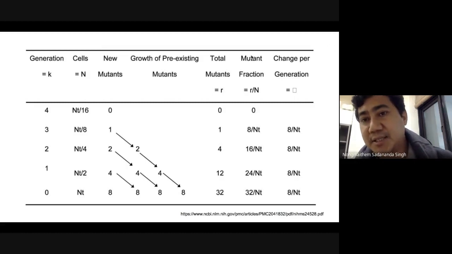So in this case, the mutant fraction is R by N, the total number of mutants divided by the total number of cells in that generation. So in the case of generation 0, it is 8 out of 8, the total number. So you can see the change in the mutation frequency.